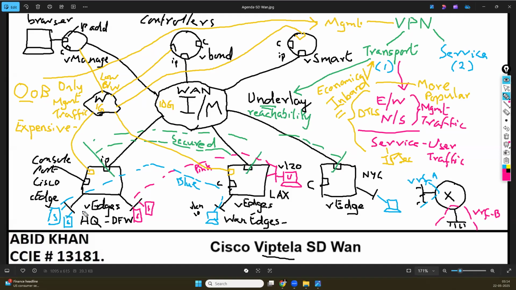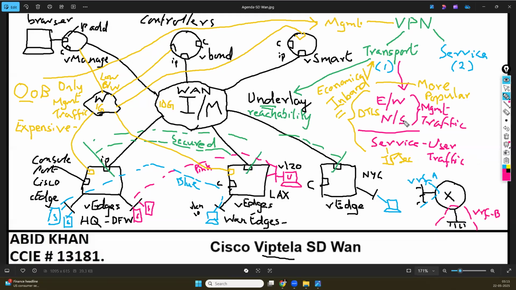Because ultimately here also, I have two different sets of users and servers. I don't want these servers to communicate with each other. I have separate sets of users. Blue users, I want them to communicate only with the blue servers. Pink users, I want them to communicate only with the pink servers. So my requirement is separate, and this is also VPN traffic. This user traffic we call service VPNs.